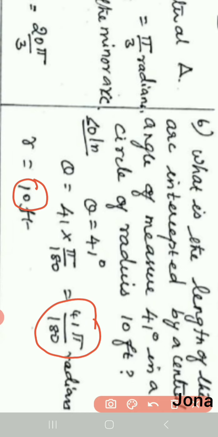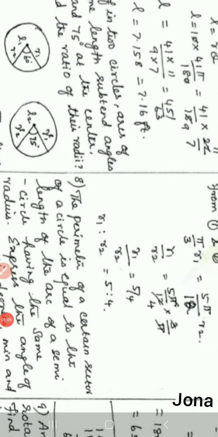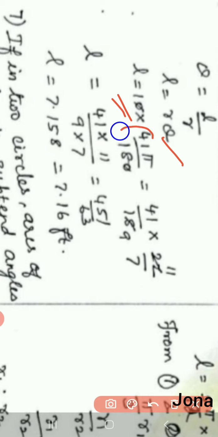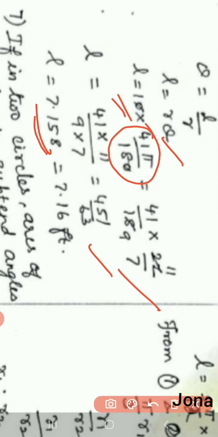We know the formula for length of arc is L equal to R theta. So substitute for R is 10 feet and for theta this 41 pi by 180. If you substitute everything, cancel and simplify, we have 451 by 63 and divide by 63, we can get 7.158. That means if you round off this, we can get 7.16 feet only.